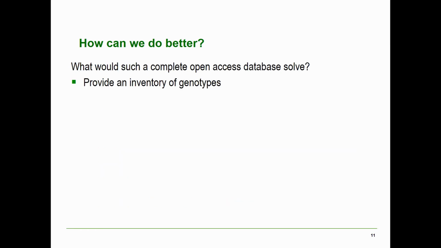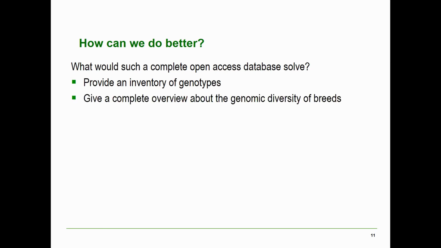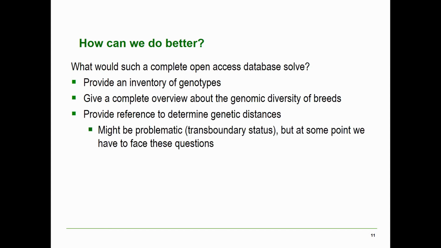So what would such a complete and open access database solve? Well, obviously it would provide an inventory of genotypes, but also give a complete overview of genomic diversity in breeds for particular species. We would increase our understanding of the livestock species, and also it would provide a reference to determine genetic distances between them.